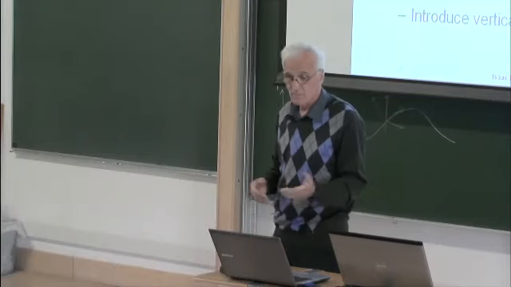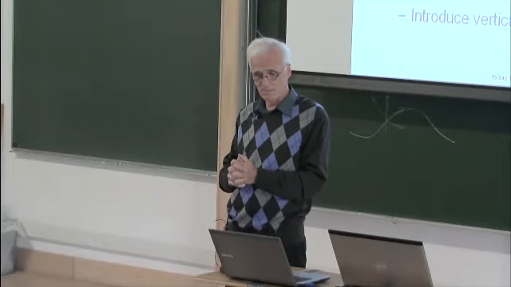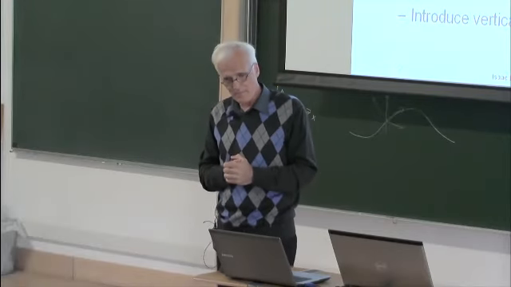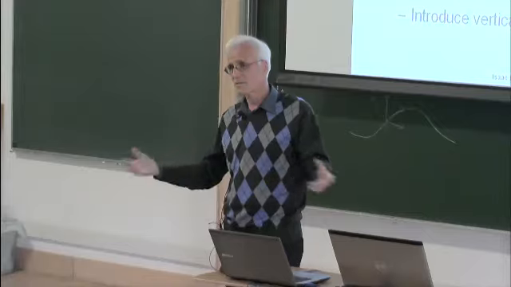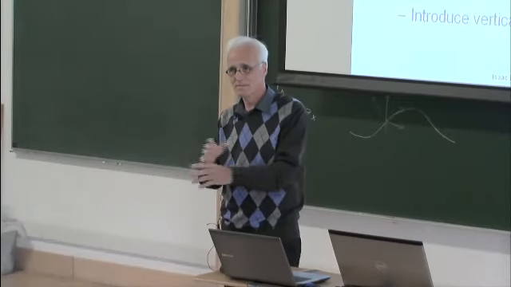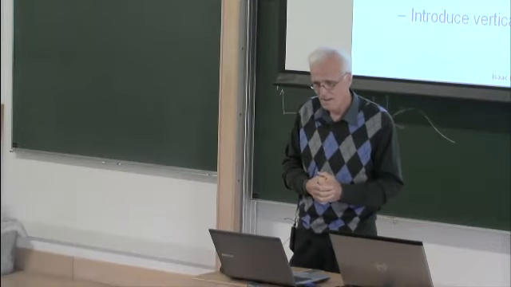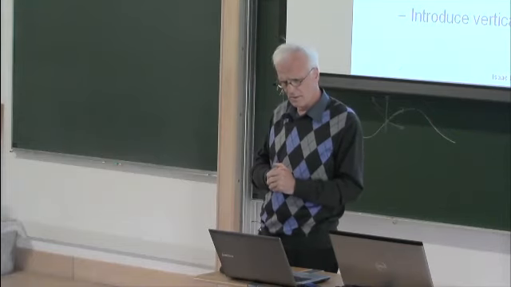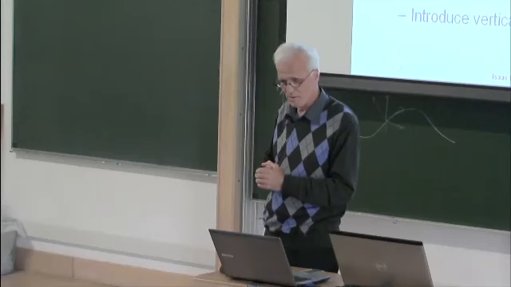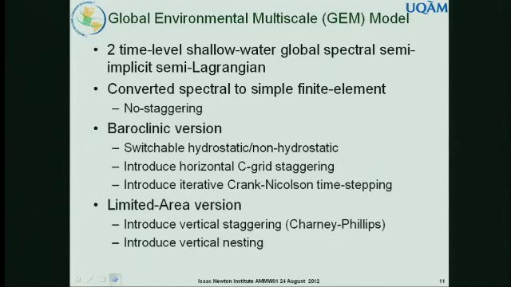The next model was what's called the Global Environmental Multiscale model. So there's multiscale. The idea here was very bold: from global scale, climate, to mesoscale, you could use one global model and just focus the resolution where you needed it. I did this work with Andrew. First we wrote a very efficient two-time-level global spectral model with semi-implicit semi-Lagrangian. We could have built the baroclinic version on that, but we decided that the spectral technique had no future. So we converted the spectral to simple finite element.